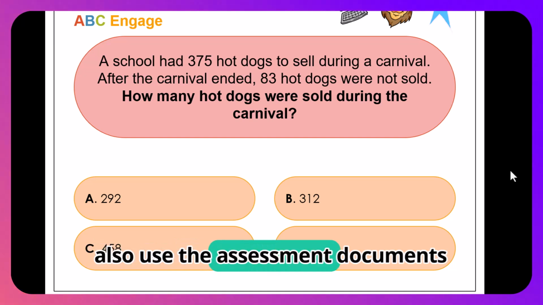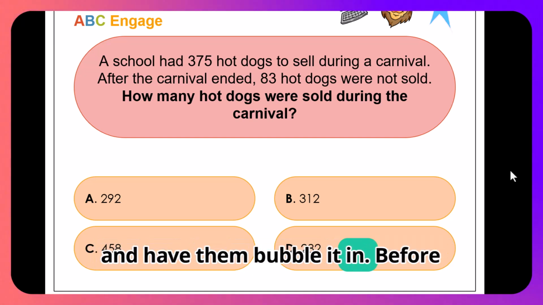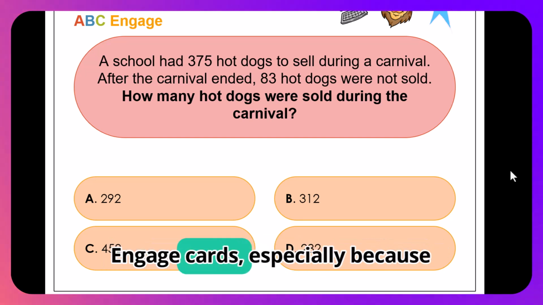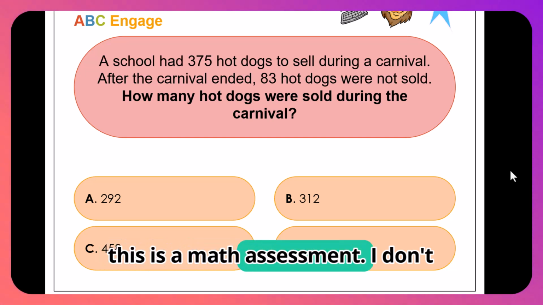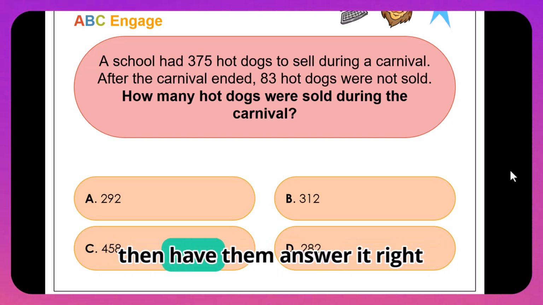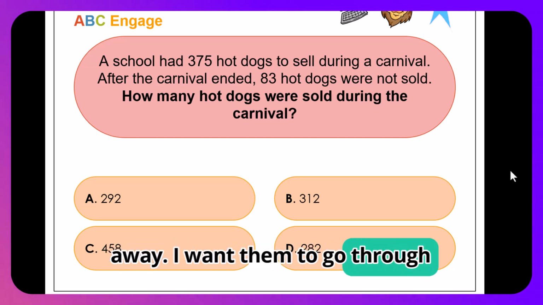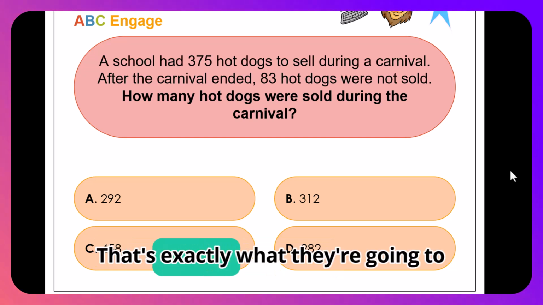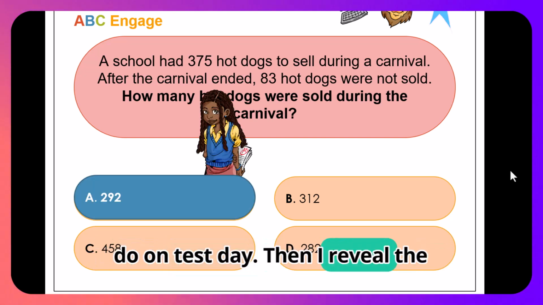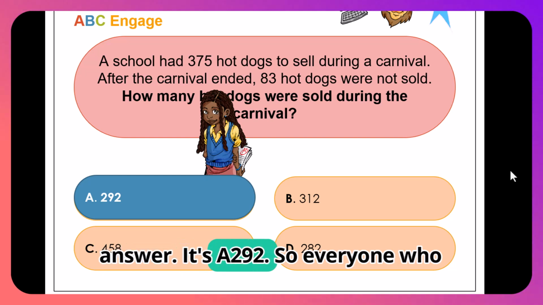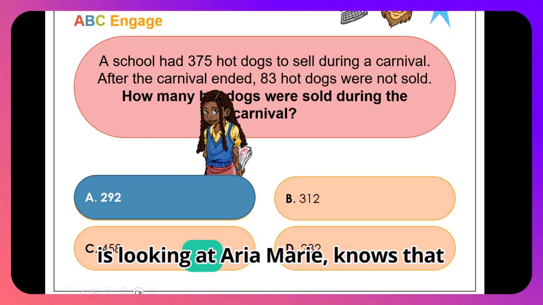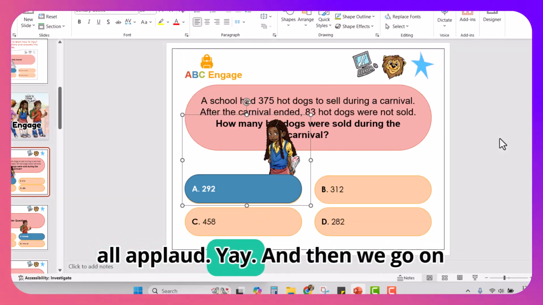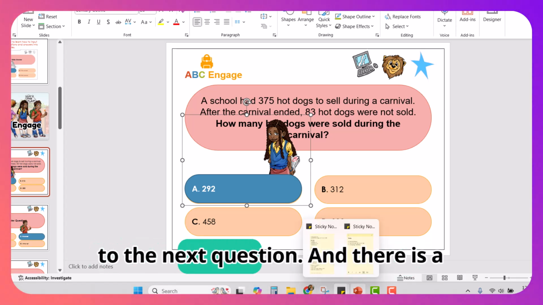I can also use the assessment documents and have them bubble it in before they reveal or hold up their ABC Engage cards, especially because this is a math assessment. I don't just want to read the question and then have them answer it right away. I want them to go through the steps in order to show their work and solve the problem, because that's exactly what they're going to do on test day. Then I reveal the answer. It's A 292. So everyone who is looking at Aria Marie knows that they've gotten the answer correct. We all applaud, yay. And then we go on to the next question.